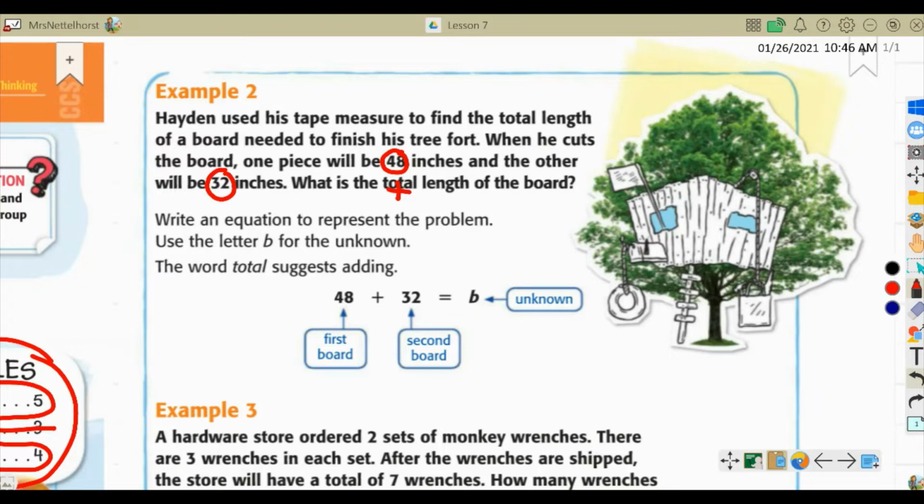So you write an equation to represent the problem. Use the letter B for the unknown. The unknown is the length of the original board. So the word total suggests adding. So the first board is 48 inches plus, for the total, the second board is 32 inches, is the same as B, which is our unknown.